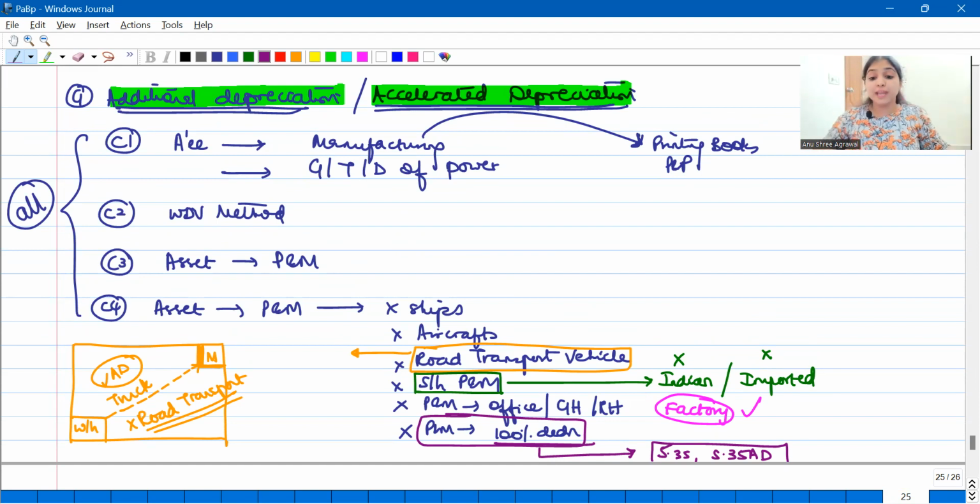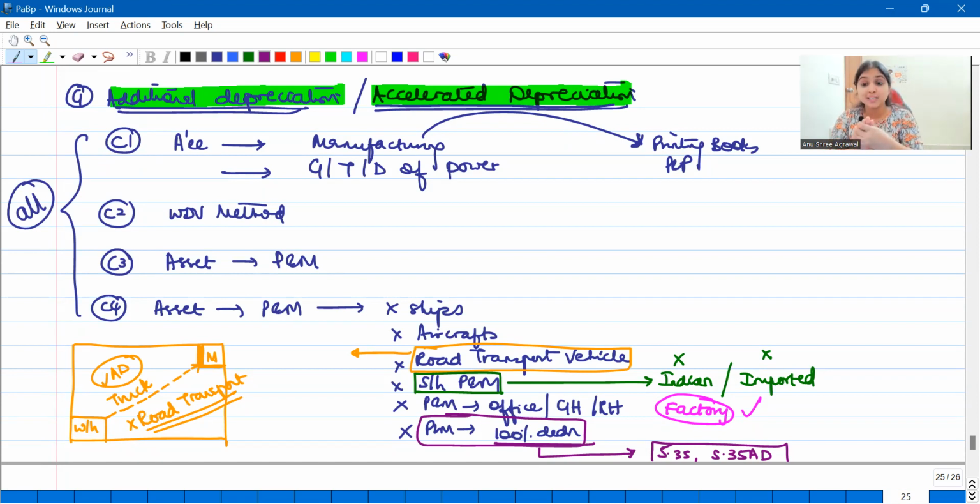Okay guys, so we have totally 4 conditions. Condition number 1, the assessee should be into manufacturing business, which will also include printing and publishing books, or the assessee should be in the business of generation, transmission, distribution of power, either generation or transmission or distribution of power. Condition number 2, the WDV method he must be following. Condition number 3, the eligible asset is only plant and machinery, no building, no furniture, no intangibles and all.